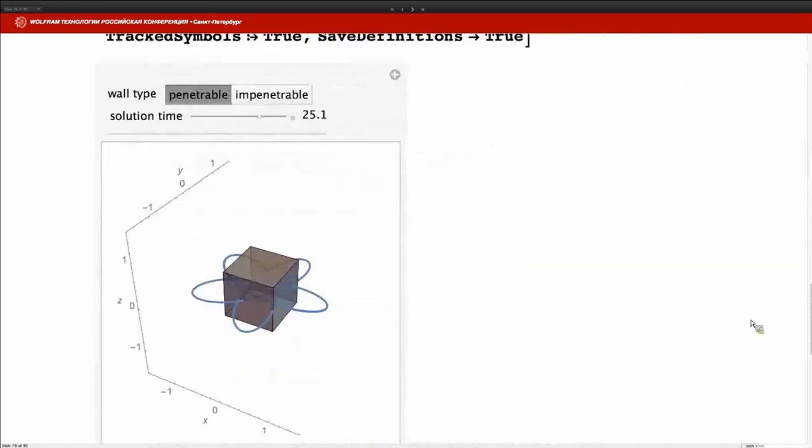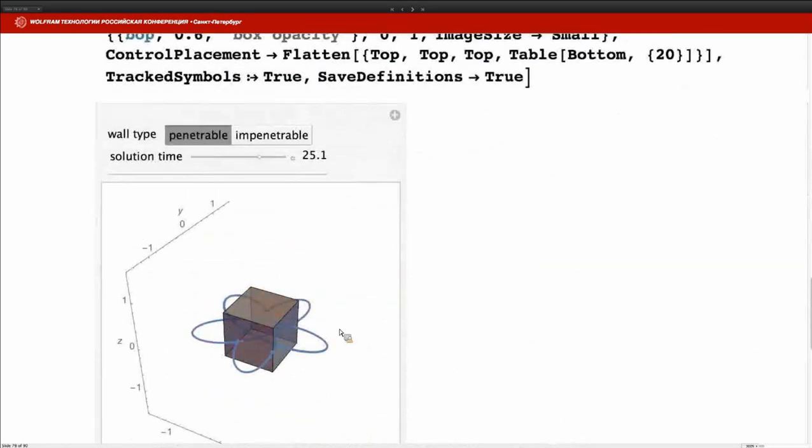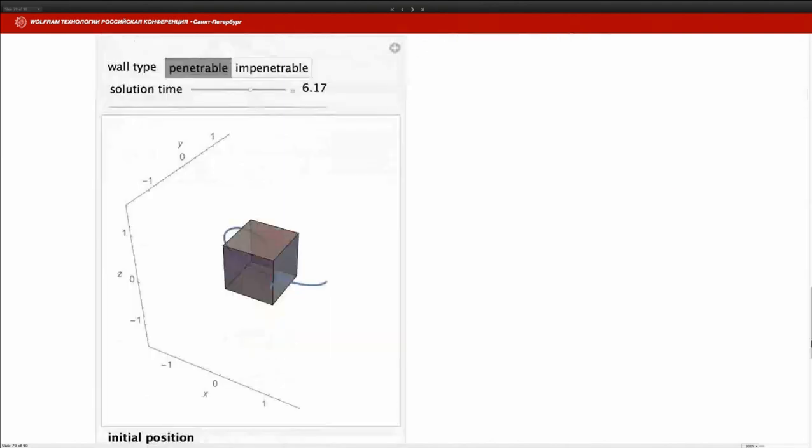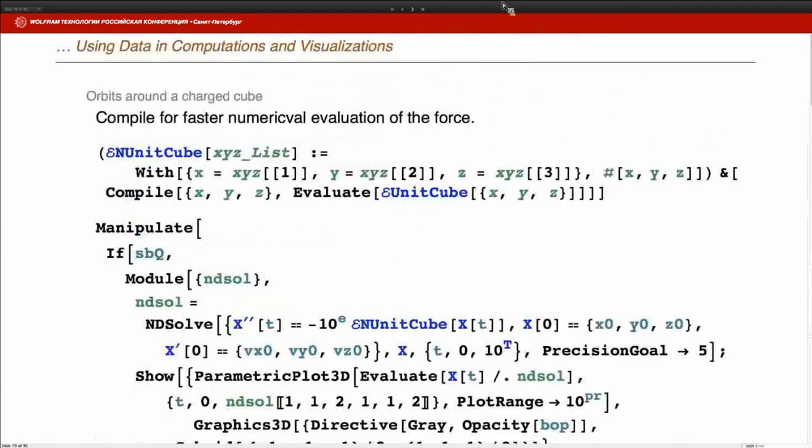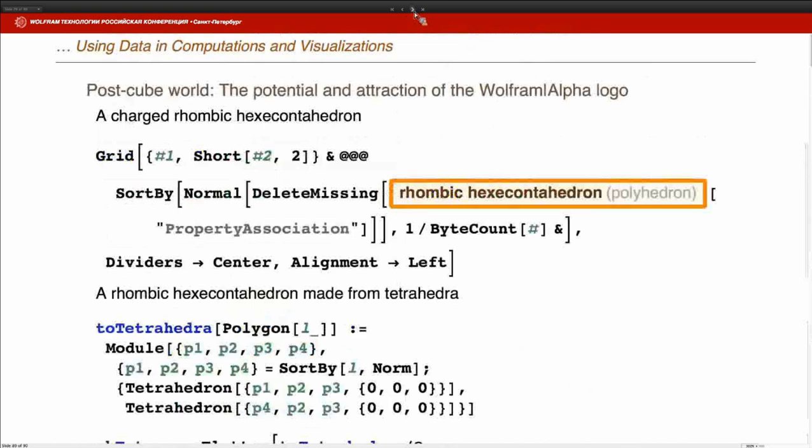Now we can compile it so that it's fast, and then we can build a Manipulate, and we can have a satellite orbiting. Let's see if this works. Yeah, we can have a satellite orbiting a cube, and we can either have it reflected when it hits the boundary, or we can let it go through if it's a smooth material. And we can change the initial condition. So we can look for periodic orbits. That's a non-trivial problem in such potentials. An interesting one.